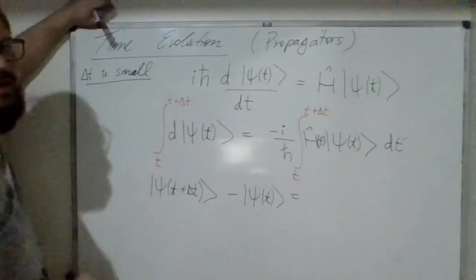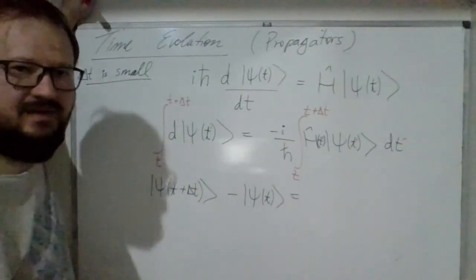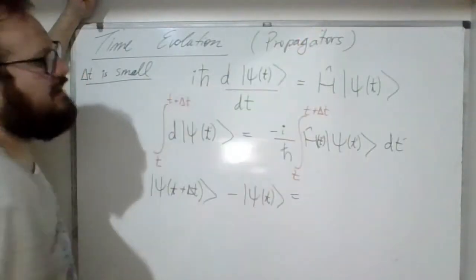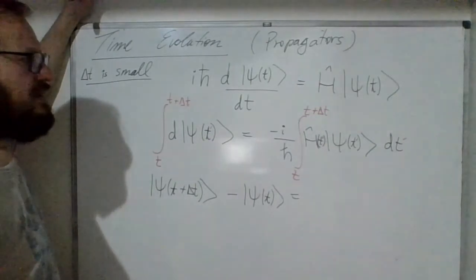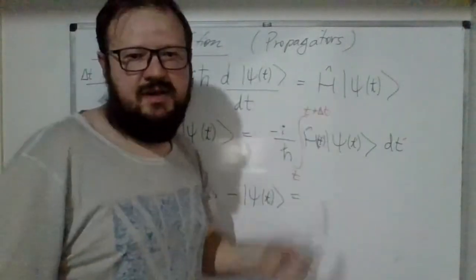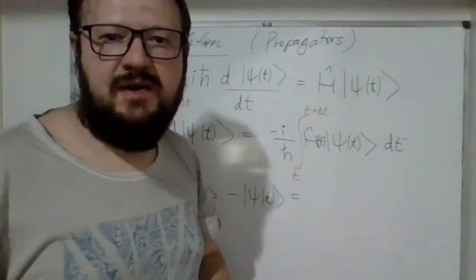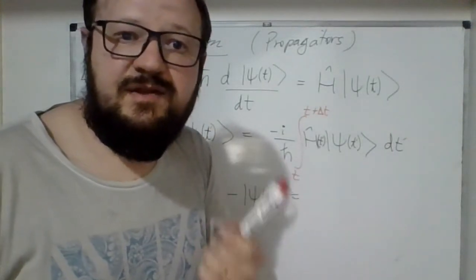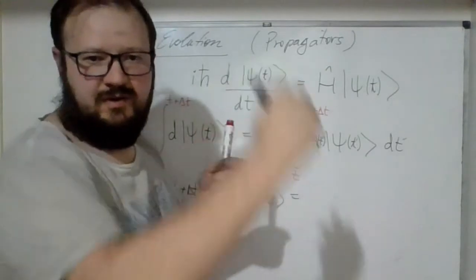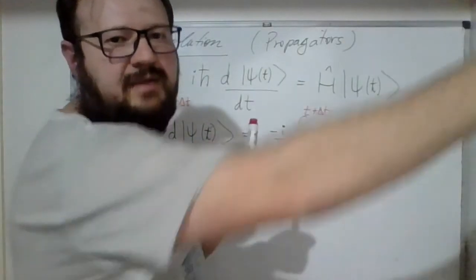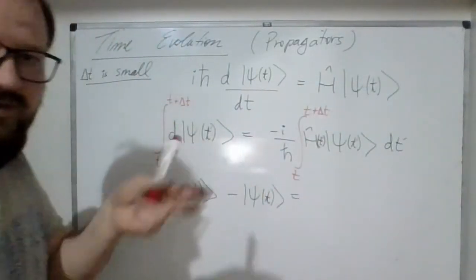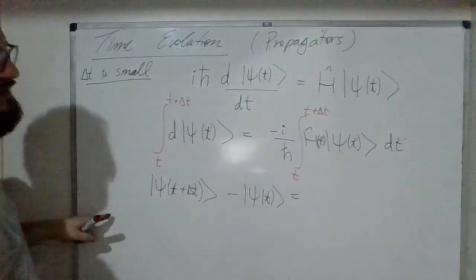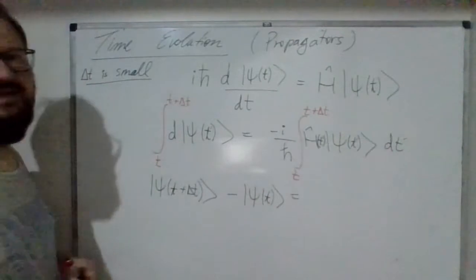How small? You need to test it in your real problem, right? Given the Hamiltonian. But of course, if the Hamiltonian has some time varying parts, this delta t must be sufficiently small to capture or sample correctly the time variations of the Hamiltonian, all right? But now we have to integrate the right-hand side.